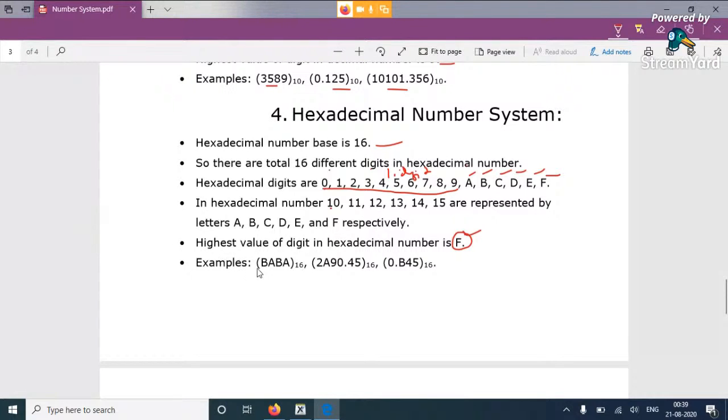So an example of this: BABA base 16. The base indicates that BABA represents a hexadecimal number. Next example, 2A90.45 base 16. So here we use symbols from 0 to F. Okay, any of them we can use. And the last example, 0.B45 base 16.